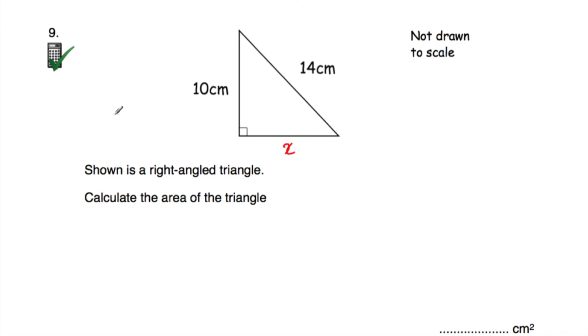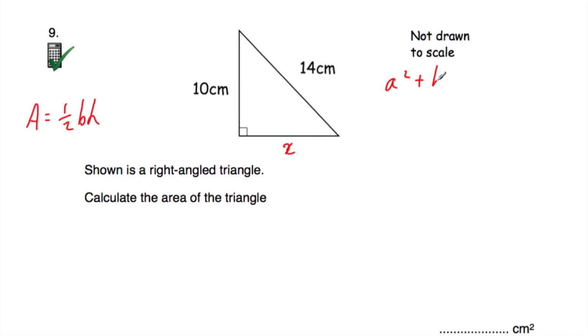So to calculate the area of a triangle, the area is equal to half the base times the height. That's how you find the area of a triangle. You do the base multiplied by the height divided by 2, or half the base times the height. So we need to know the length of the base, because if we know it, we can do half the base times the height, or the base times the height and then half it, and get the area of the triangle. So we need to find the length of this side, and we're going to use Pythagoras' theorem.